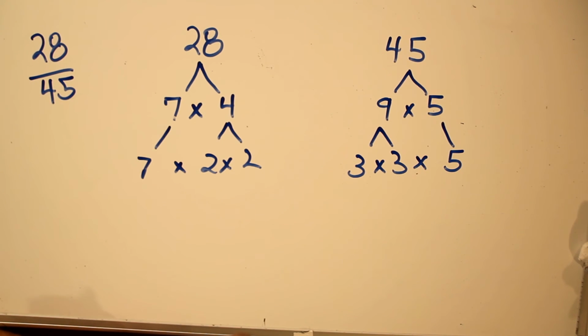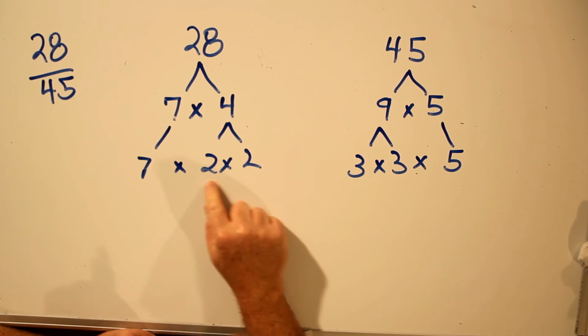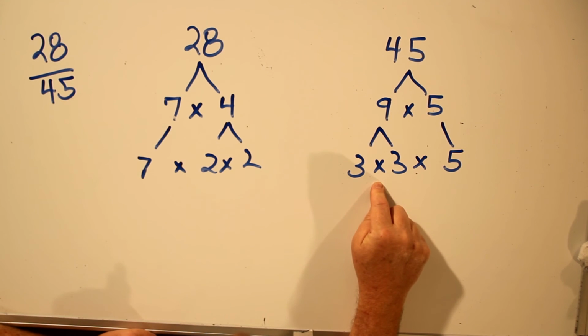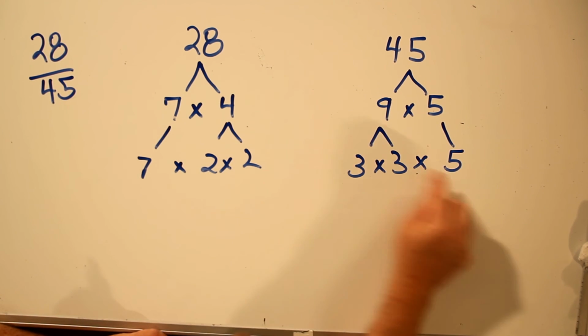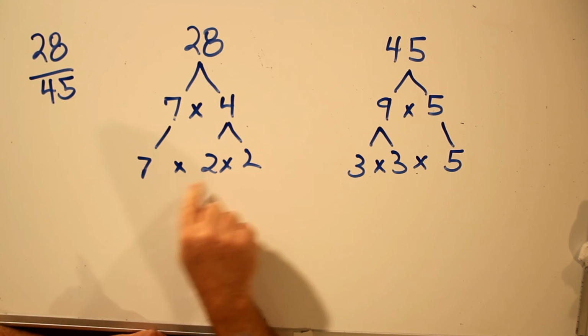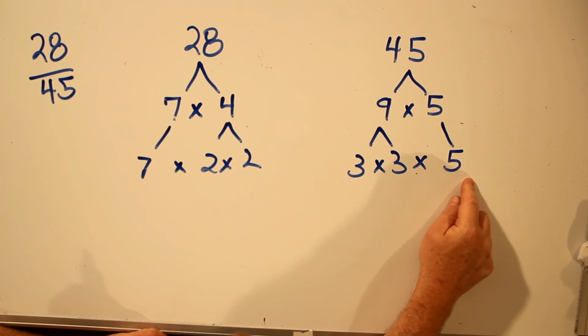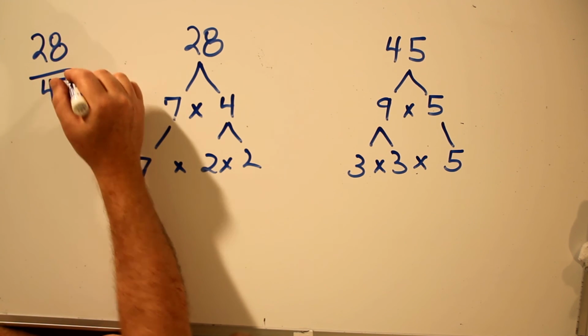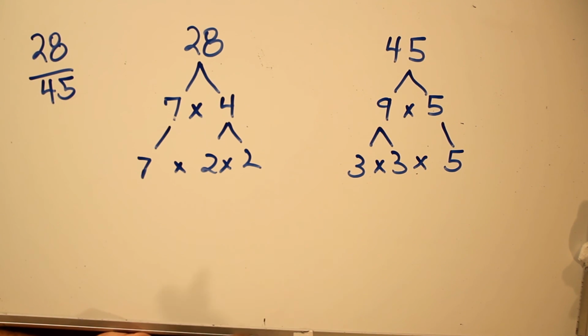Let's see what factors we have common to both lists. Well, we have 2's in this list, but we don't have any 2's in this list. We have 3's in this list, but we don't have any 3's in this list. We have a 5 here, but no 5 here. We have a 7 in this list, but no 7 in this list. So we do not have any common prime factor. Therefore, we say that 28 over 45 is in simplest form.